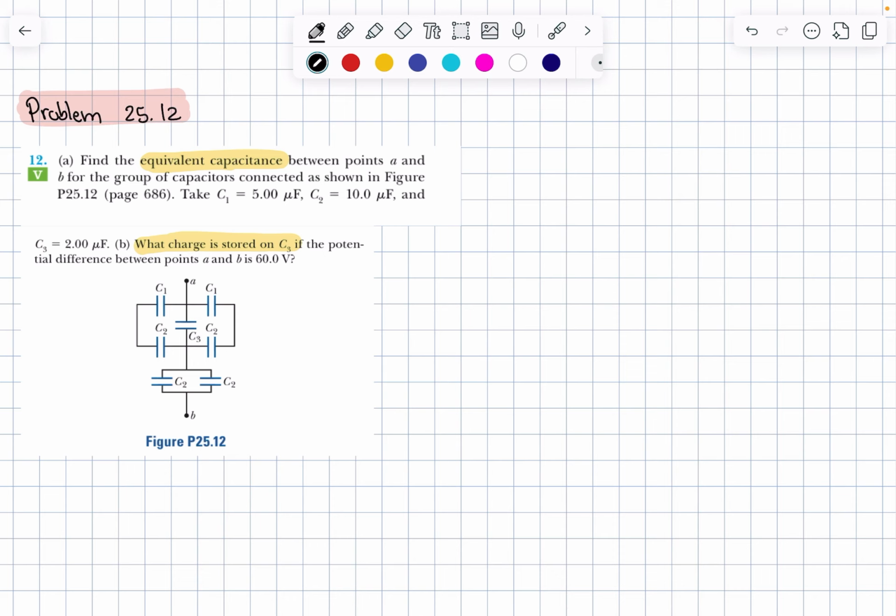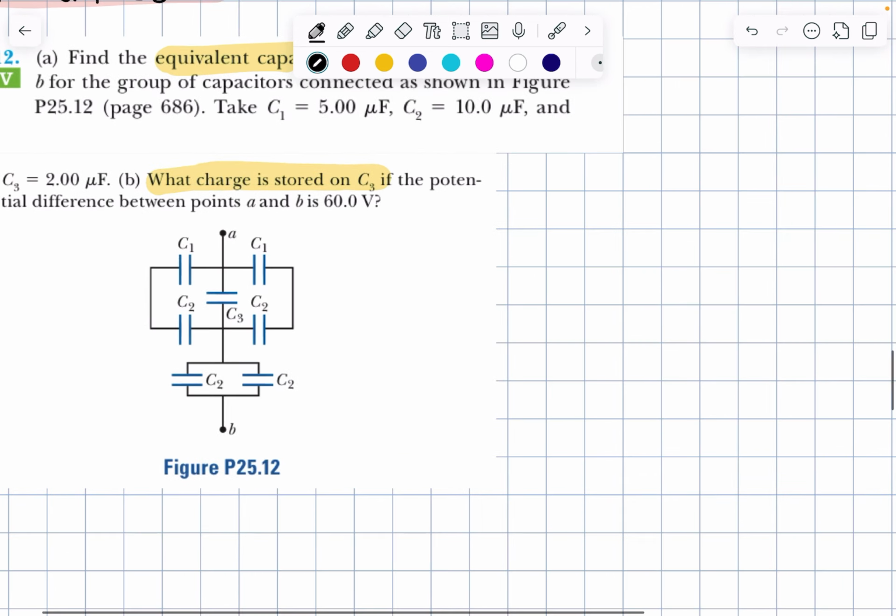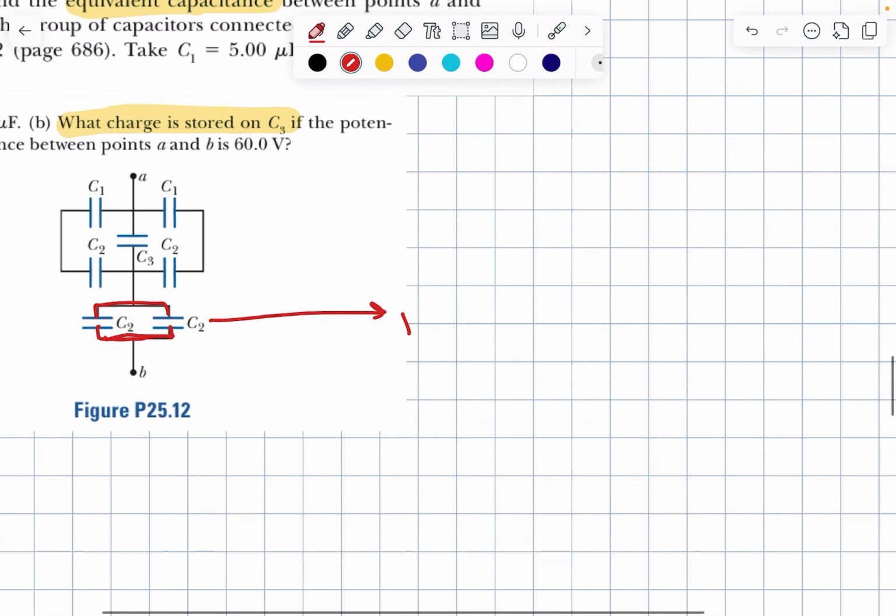The first part of this question is asking us to find the equivalent capacitance between points A and B for this group of capacitors, and then it tells us what all the different capacitances are. So the first thing we're going to do is figure out what's in parallel and what's in series. These two are in parallel.